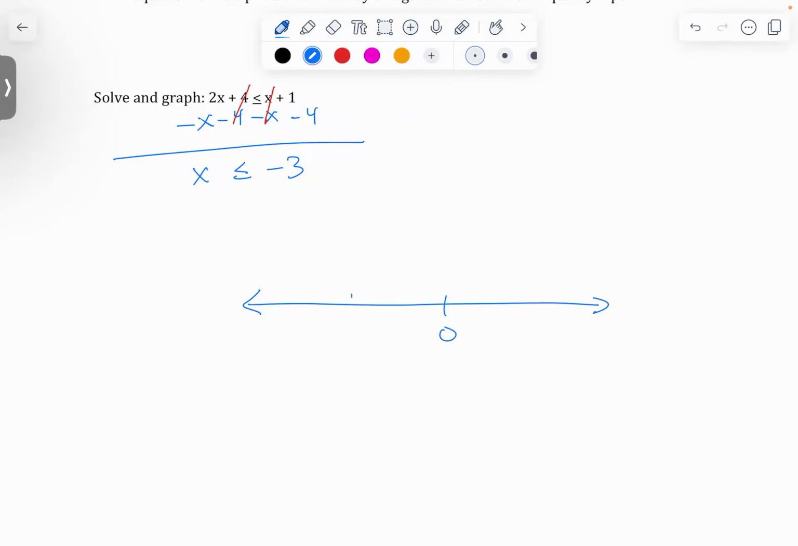Again, 0. Put the value -3. I have less than or equal to, which means that is a closed circle. And x is less than or equal, which means that goes to the left. And notice again, that's what I was talking about. Oh, look, that's pointing the same direction.